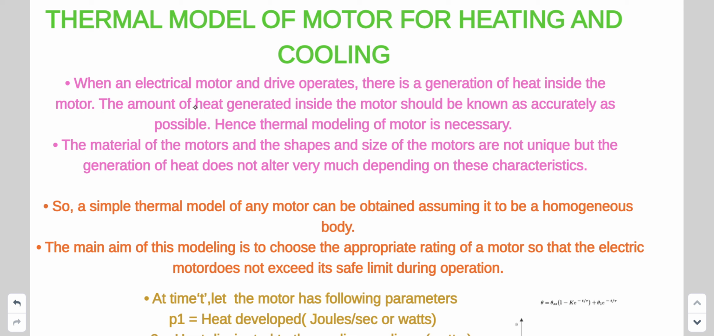Hello viewers, today we will study thermal modeling of motor for heating and cooling. So thermal modeling is necessary for the machine to choose the appropriate machine rating so that it cannot limit its safe limit during the operation. So when an electrical motor and drive operates, there is a generation of heat inside the motor. So the amount of heat generated inside the motor should be known as accurately as possible.